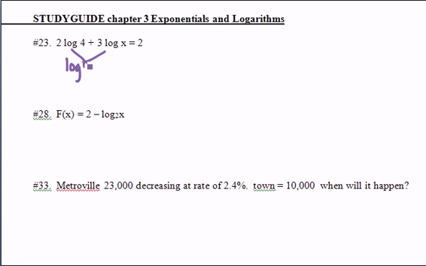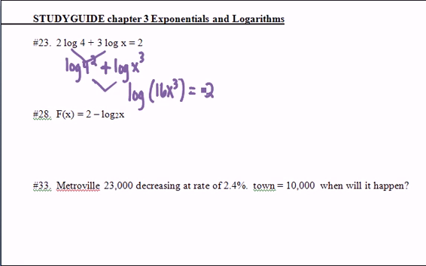So first of all, I'm going to put that 2 into a power and that 3 into a power. Then I'm going to make this into one logarithm. So the log of that sum is going to turn into a product. So it'll be 16, that's 4 squared, x to the third, and this is equal to 2.